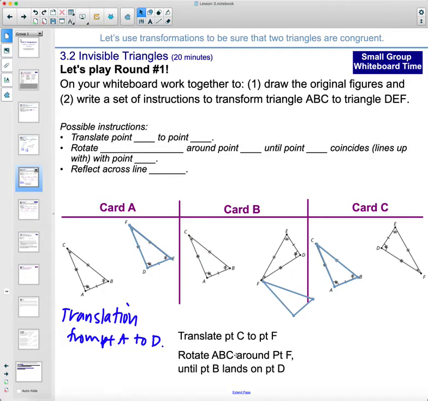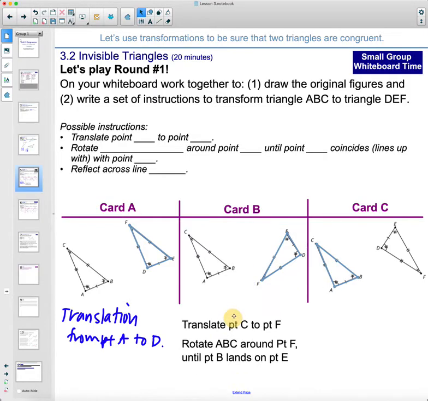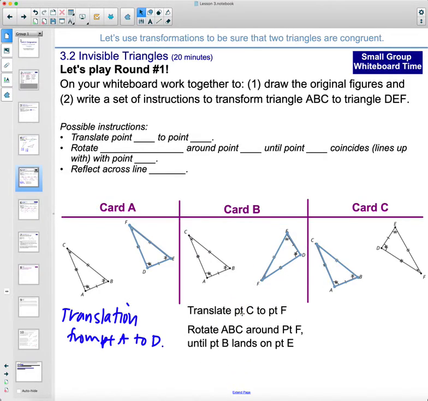Okay. Oh, and I said that wrong. Not B. B doesn't want to land on D because B has 2 marks and D has 3. So I would like for B to land on E. Okay, so I'm going to keep rotating this until B lands on E, keeping F in the same spot. So then once B lands on E, we see that actually all the parts are in line. Okay, triangle ABC fully landed on triangle DEF. So then we can stop. That one took 2 transformations, translate and rotate.